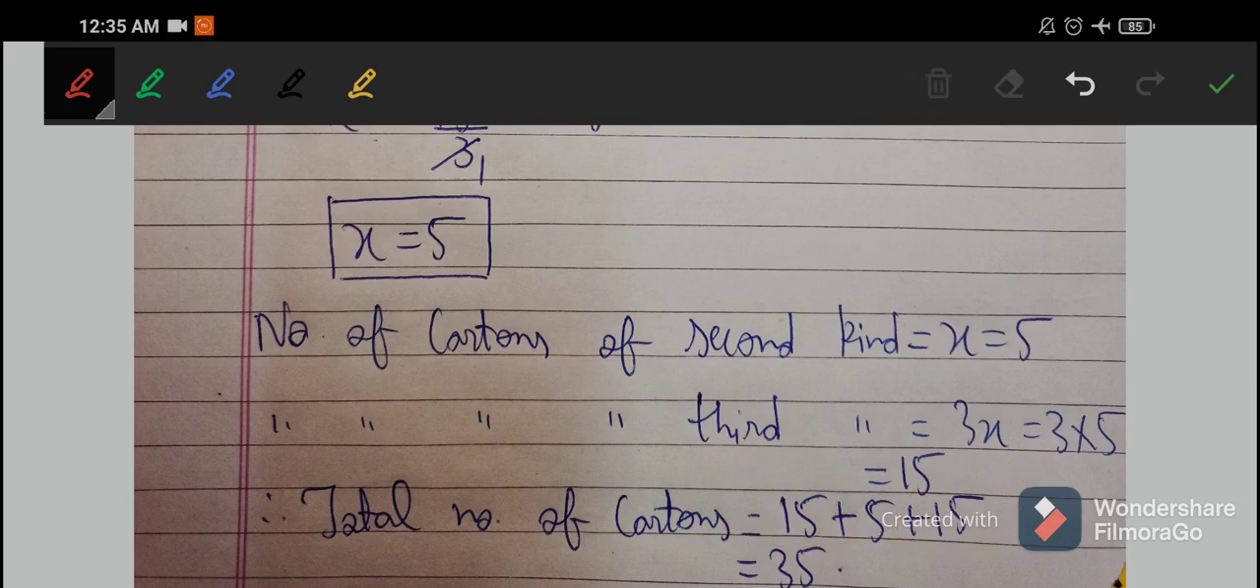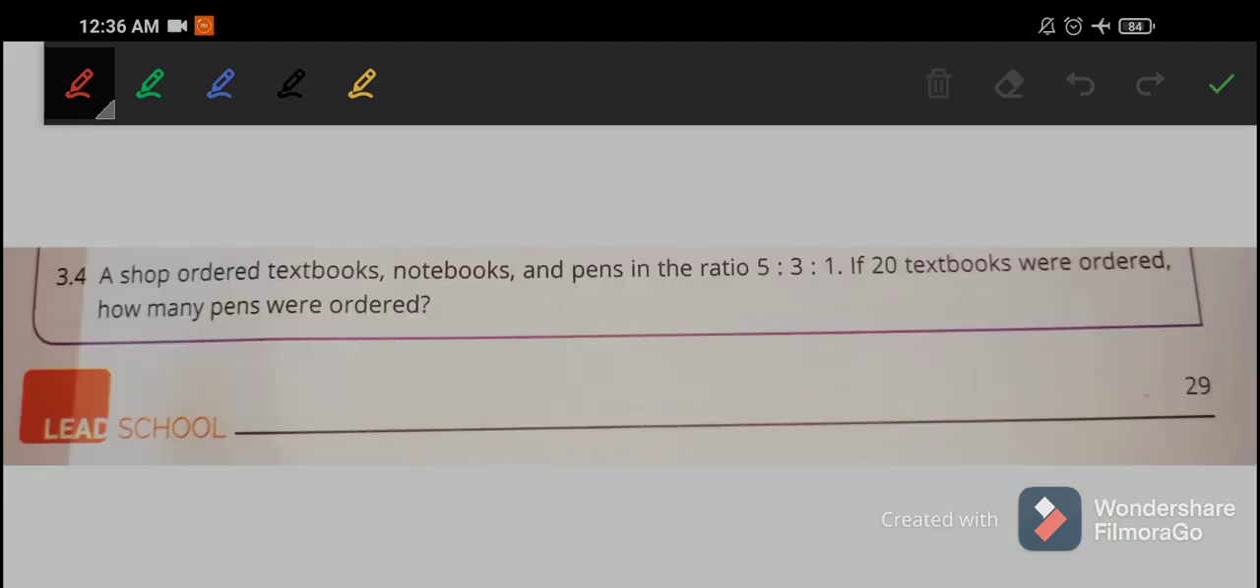So the total number of cartons will be 15 plus 5 plus 15, so it will be equal to 35. So this is our final answer. Now children, I have taken another question, which is question number 3.4. Let's read out the question.